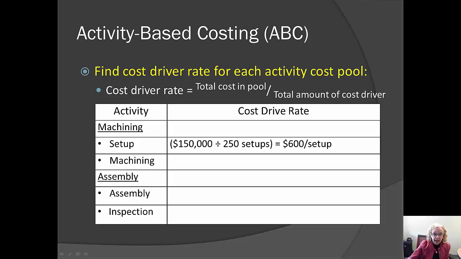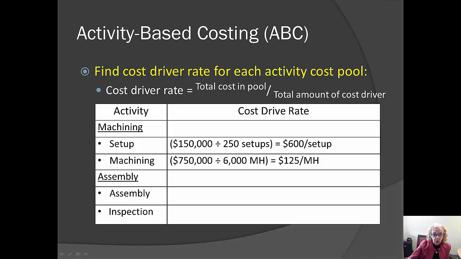So, in the machining department, we said that we had $150,000 of activity-based overhead that we pooled together because it all related to setups. So we divide by the number of setups, and that gives us a rate. Assign $600 of setup costs for each setup that is required for any product that we make.